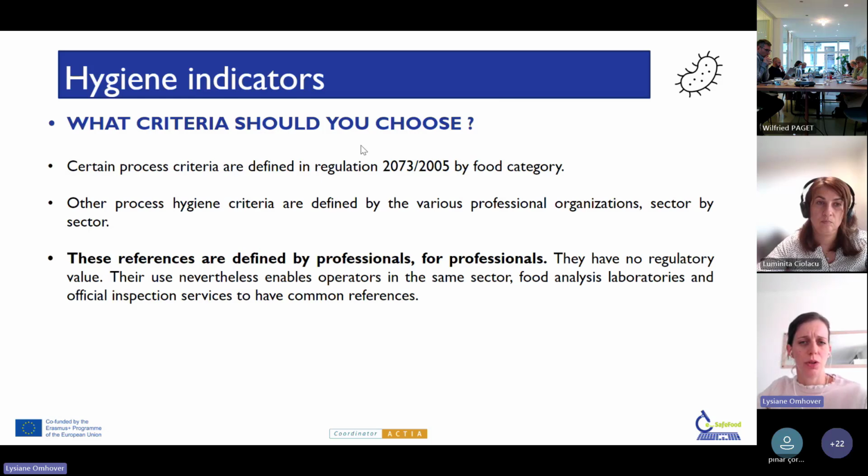So what criteria should you use? Some criteria are defined in the EC regulation by food category, as we showed previously, but other hygiene criteria are defined by the professional organization, sector by sector. So these references are defined by professionals for professionals. They have no regulatory value. They nevertheless enable operators in the same sector, food analysis laboratories, and official inspection services to have common references.